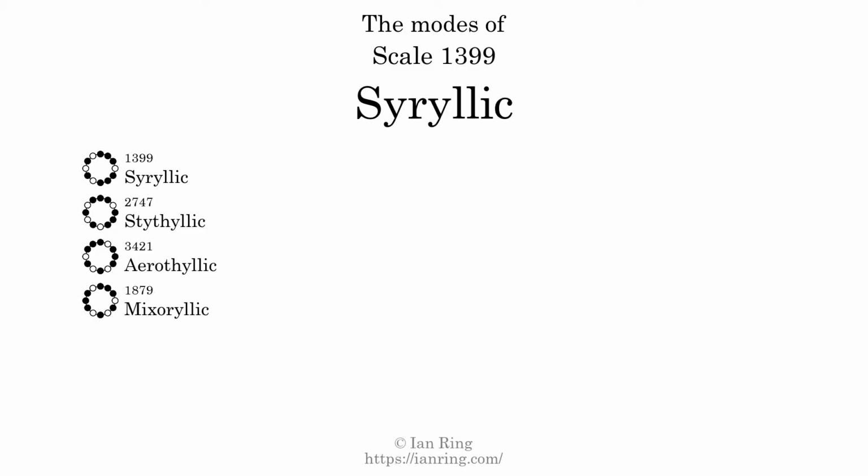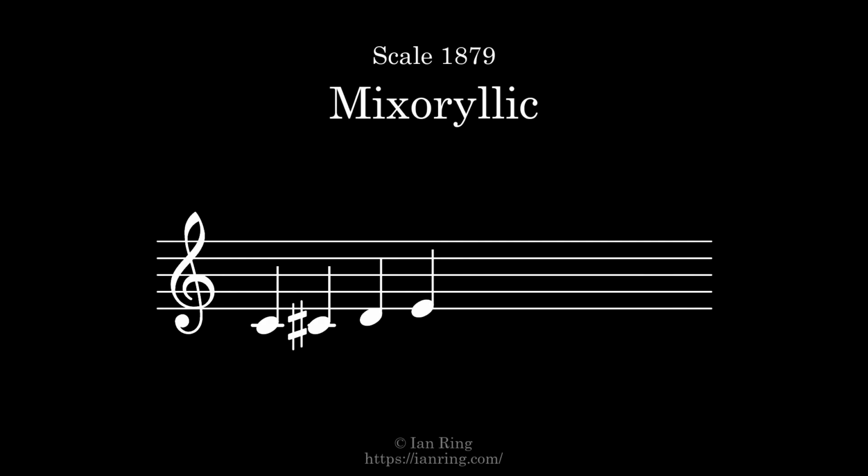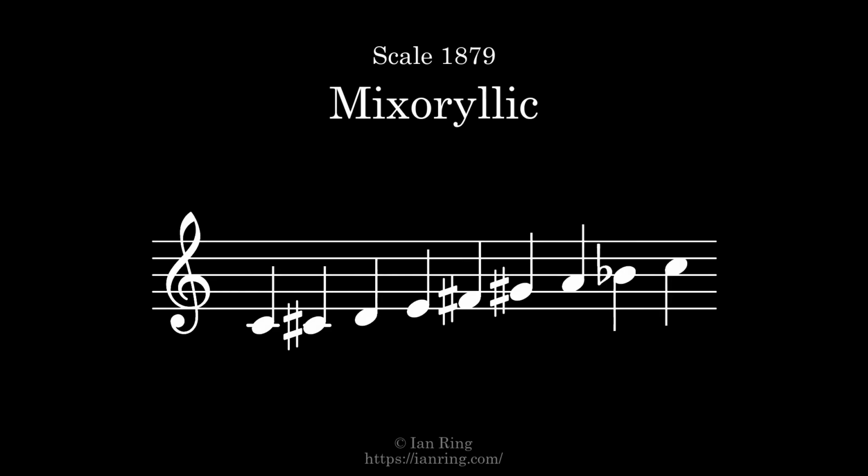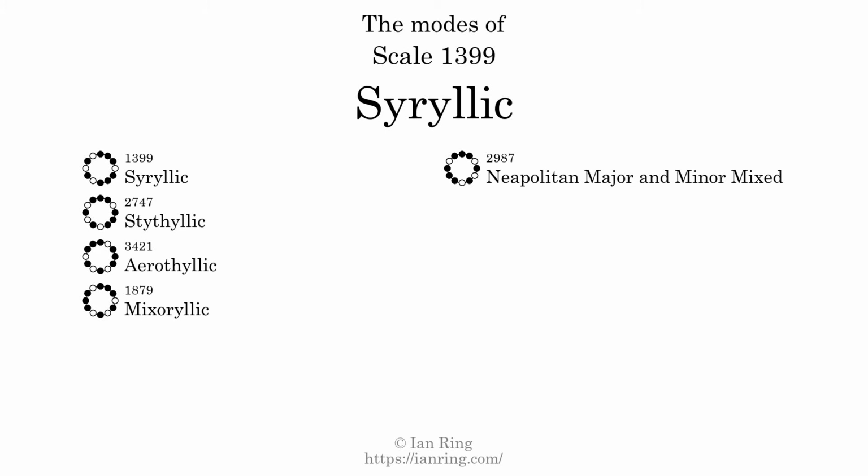The fourth mode is scale 1879, also known as Syryllic. It sounds like this. The fifth mode is scale 2987, also known as Neapolitan major and minor mixed. It sounds like this.